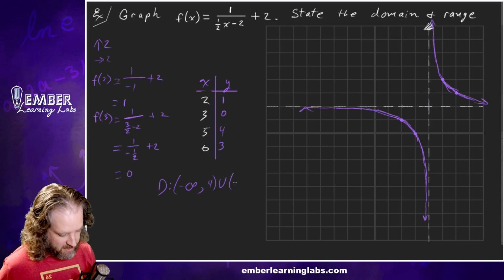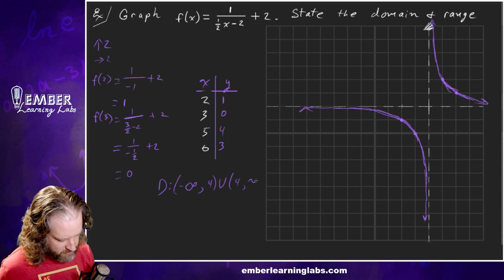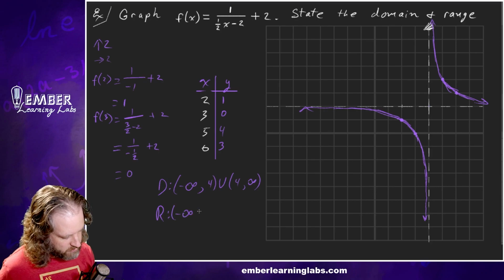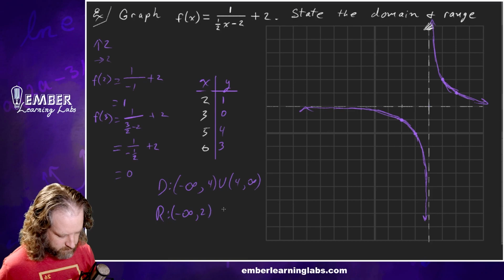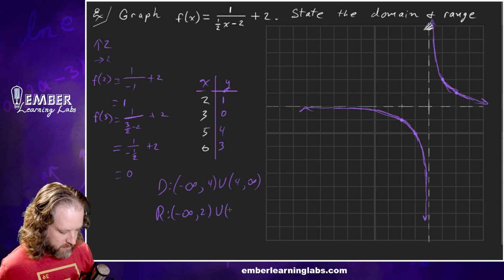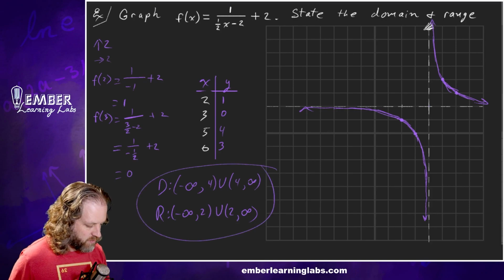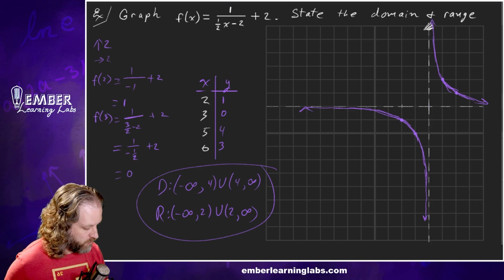and the range would be from negative infinity to 2, not including 2, then 2 to positive infinity. Easy peasy. All right, let's do one more example, and then we will be through.